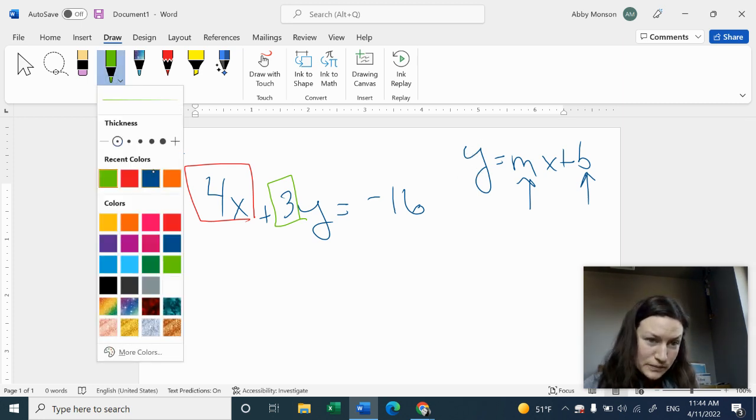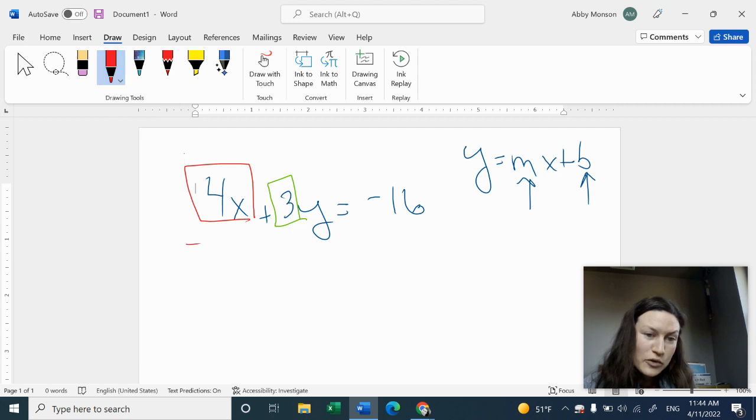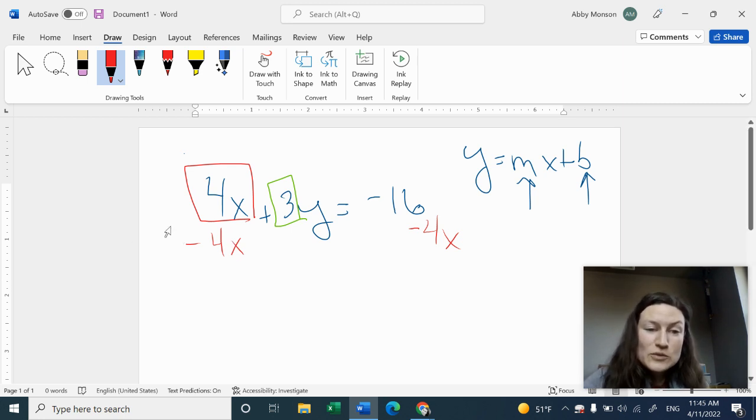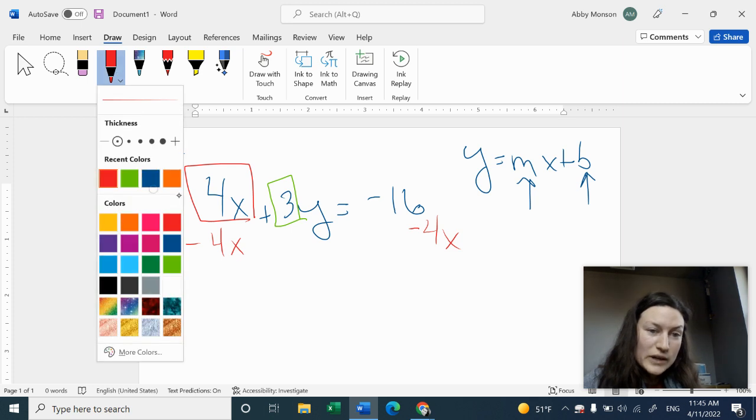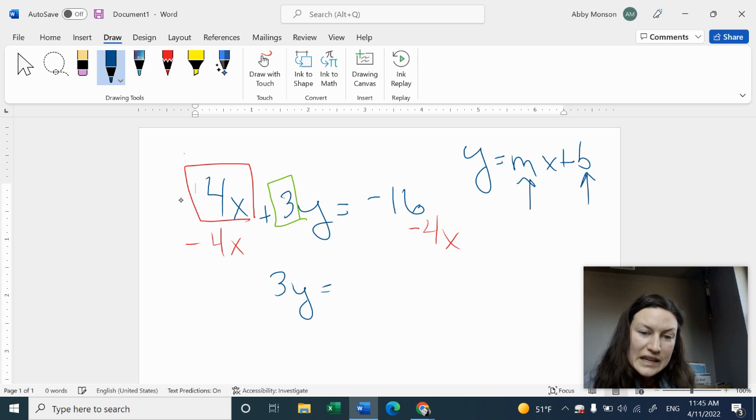The first thing we're going to do is subtract 4x from each side. Before we do any dividing or anything, we're going to subtract 4x. Whatever we do to one side, we must do to the other. The reason we're subtracting 4x is because 4x minus 4x will make 0x. Anything times 0 is 0. So that's going to work out nicely. We'll be left with 3y equals 16 minus 4x.